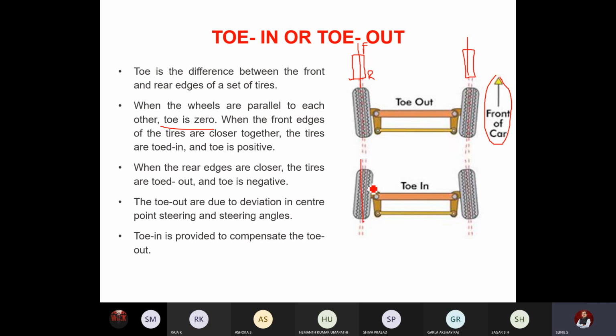This is the vertical axis. Some camber is given. You can see on both the ends. So when the front edges of the tire are close together, it is called positive toe, or we call it the tires are toed in. When the rear edges of the tire are closer together like this, then it is called toe out or negative. So is it clear? Yes, sir.